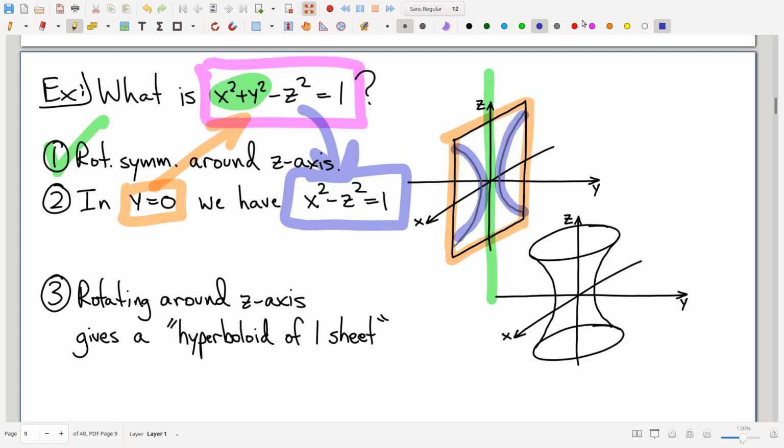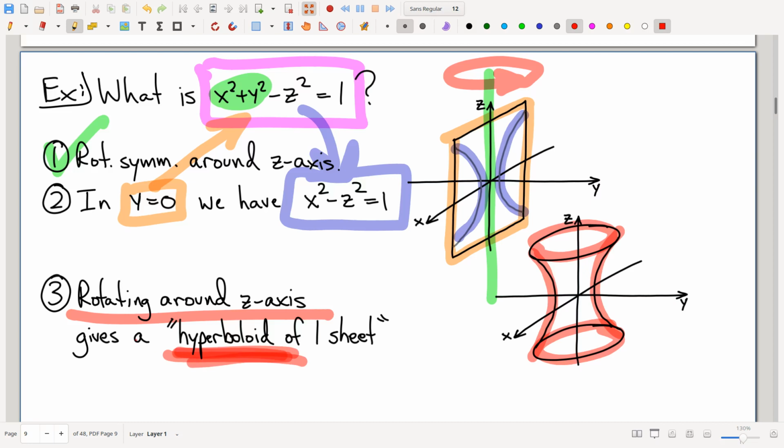And then again, I just make the rotation argument. You rotate around the z-axis because it's rotationally symmetric around the z-axis, and that produces a shape that looks kind of like that. And being as this is a rotation of a hyperbola, again, you could probably guess the name: hyperboloid. Okay. Everybody happy so far? Real quick, this actually gets called a hyperboloid of one sheet. There's good reason for that, which you'll see in the next example.